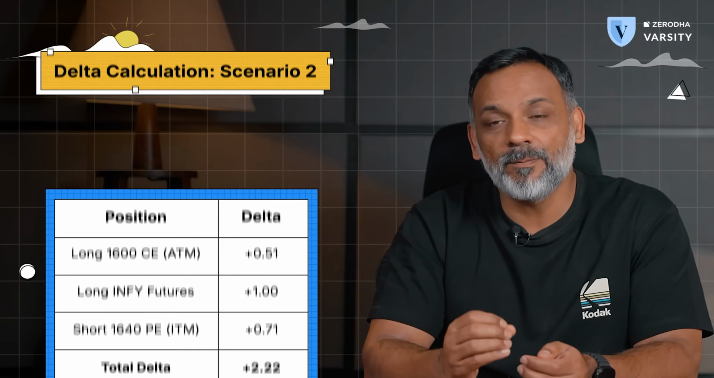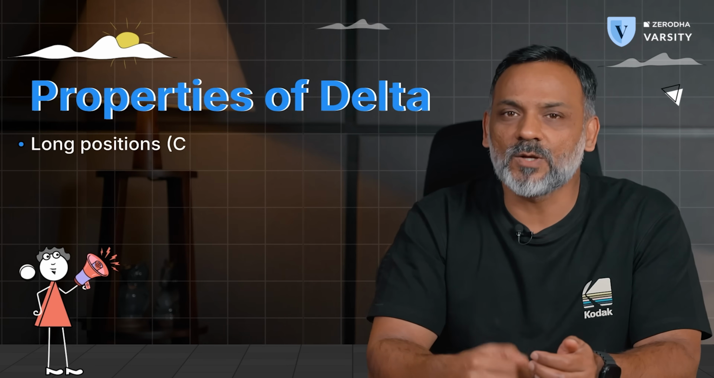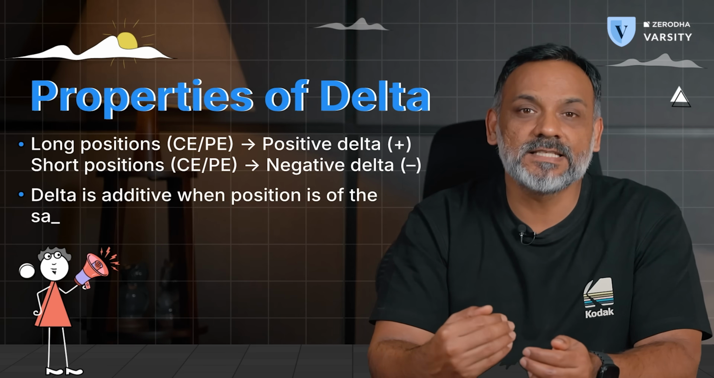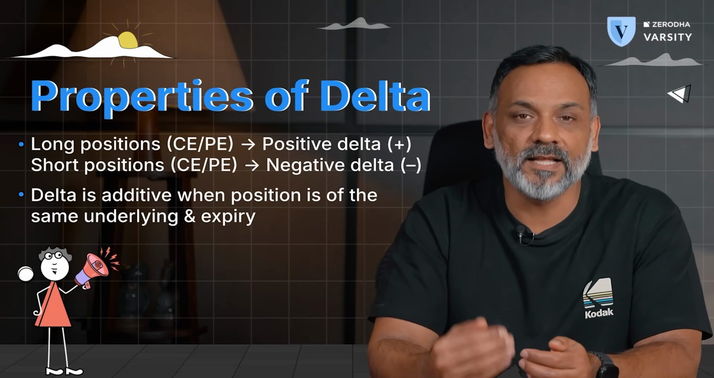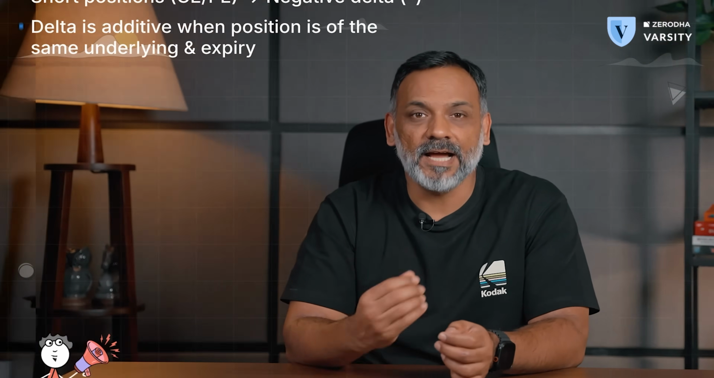Here are the two important properties of delta to note. Long positions across call and put is indicated with a positive sign and short positions with a negative sign. Delta across the same underlying, same expiry can be added up, or in other words, delta is additive in nature. With this, I hope you have a basic understanding of what delta is and its properties.